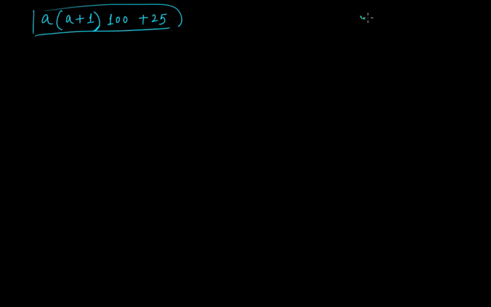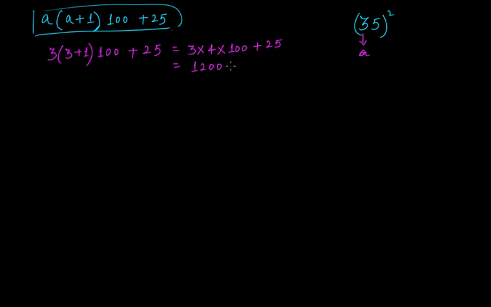If you have to calculate 35 squared, this 35 ends with 5. So what will be a here? a will be 3. If you put here, you get 3 times (3 plus 1) times 100 plus 25. You get 3 times 4 times 100 plus 25. Solving this, 3 times 4 is 12, times 100 is 1200, plus 25. You get 1225.